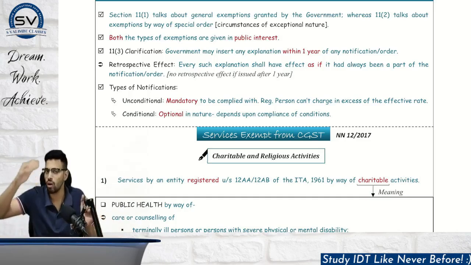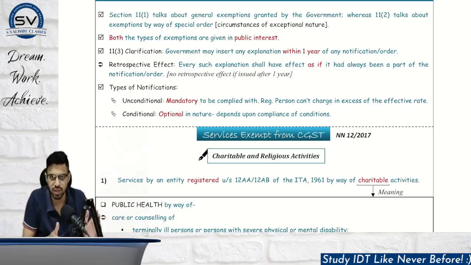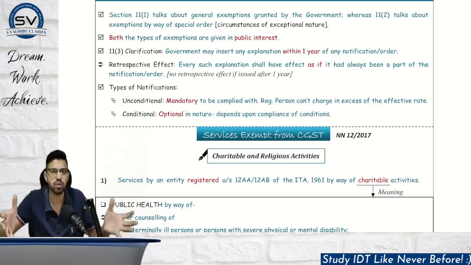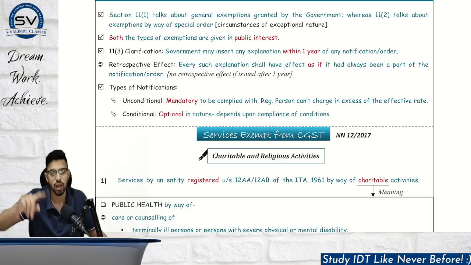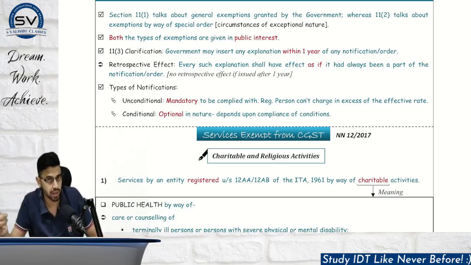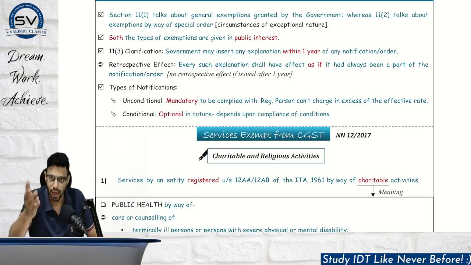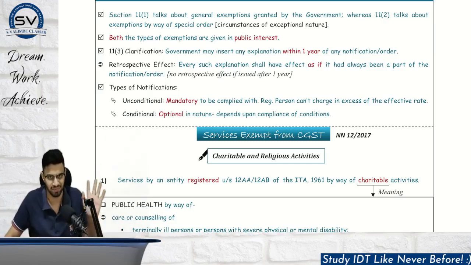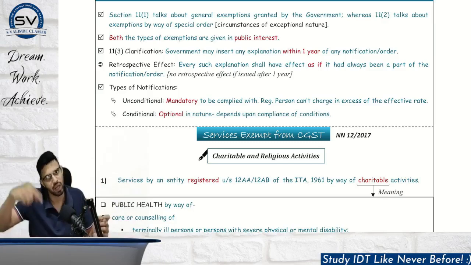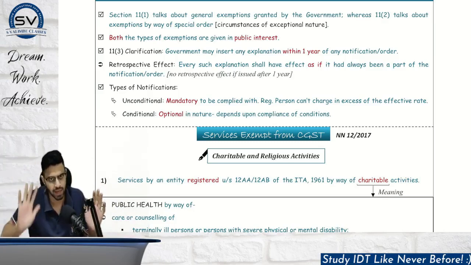So let's say on 5th of January, a notification is released and there is some issue with respect to clarification. So an explanation is inserted by the government on, let's say, 4th of June. Okay, so within approx 6 months, within 1 year, they can do that. So the explanation which is inserted in the month of June, it will be considered as if it is a part of the notification right from the date of notification, that is 5th of January. So basically, if it is issued within 1 year, it will have a retrospective application. If not, it will have the prospective. So from the date it is inserted.